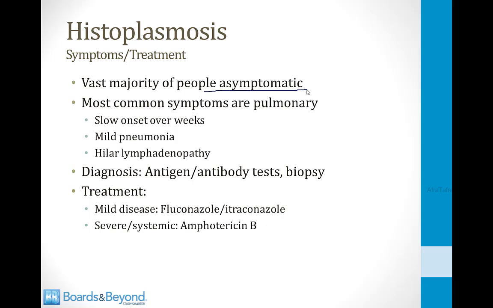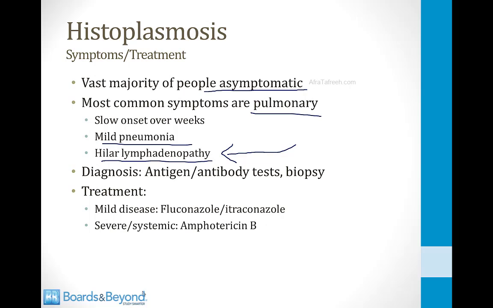If they ever ask you the most likely outcome of exposure, it's nothing. Most people don't ever get symptoms. When people do get symptoms from histoplasmosis, it's usually pulmonary, so they get a slow onset pneumonia over a few weeks. It's usually a mild pneumonia. They may have hilar lymphadenopathy on their chest x-ray, and again, just remember that this is a tuberculosis mimic, and you know that tuberculosis causes hilar lymphadenopathy, so it makes sense that this does as well.